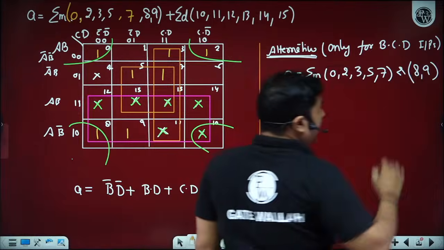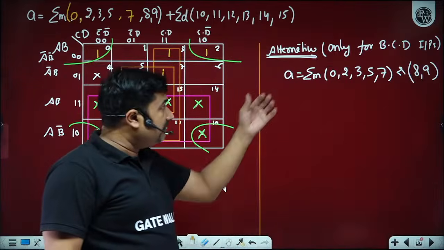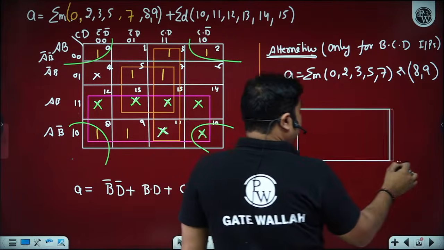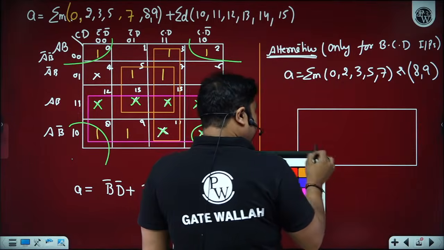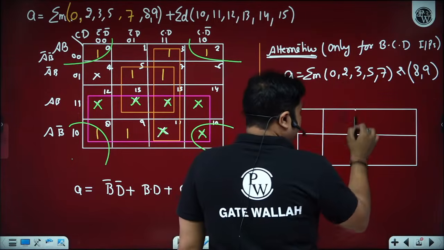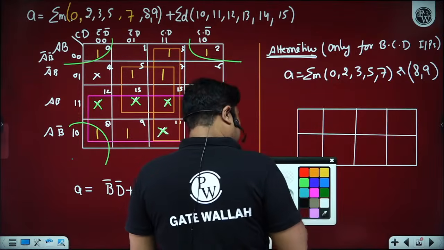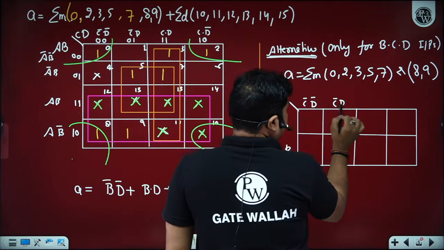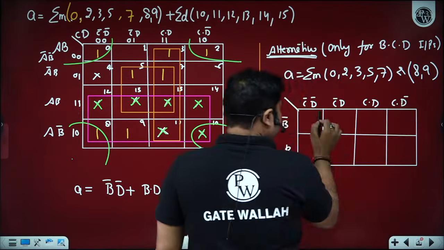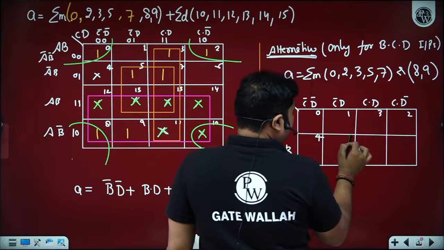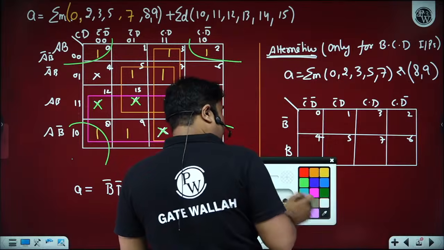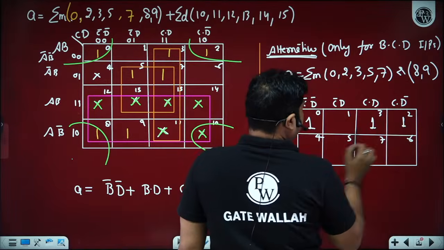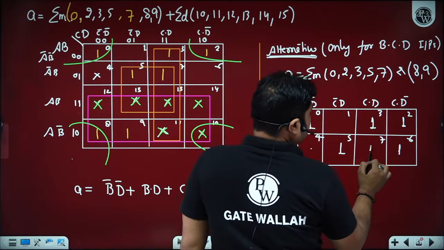If we have binary coded decimal inputs, then we can use BCD only. Out of A, B, C, D, I'm using only the B, C, D, 3 inputs. So for 3 inputs, we have a K-map of BCD. For BCD input, we can construct a K-map with B bar, B, C bar D bar, C bar D, C D, C D bar. Now please observe 0, 1, 2, 3, 4, 5, 6 and 7. We are getting output logic high on 0, 3, 2, 5, 6 and 7.